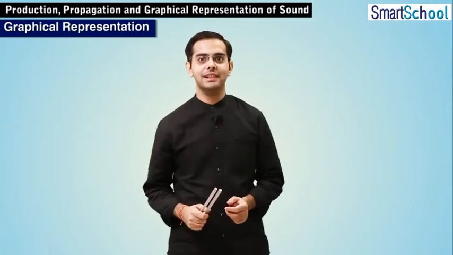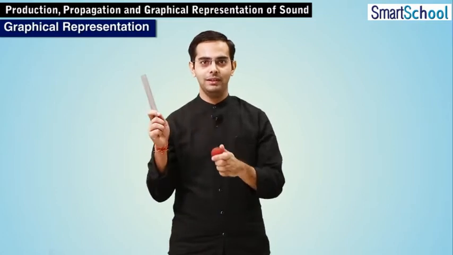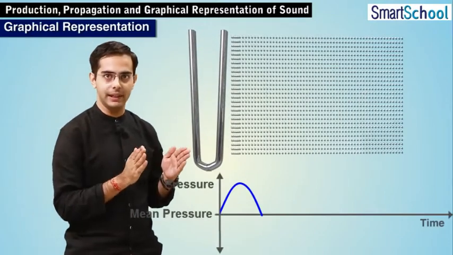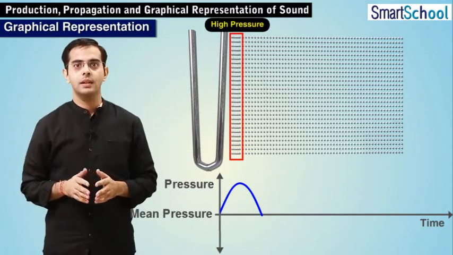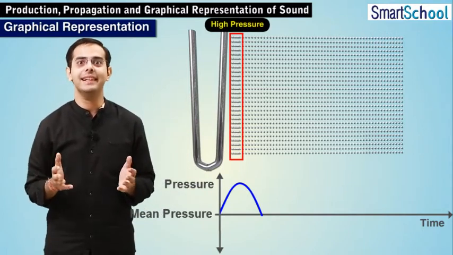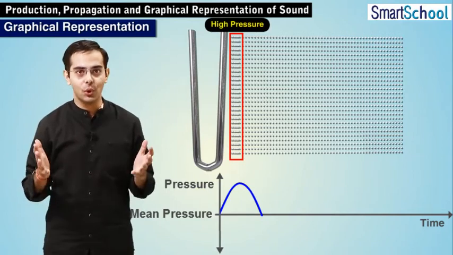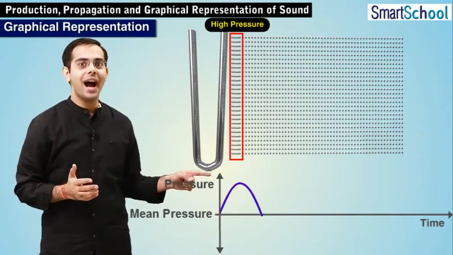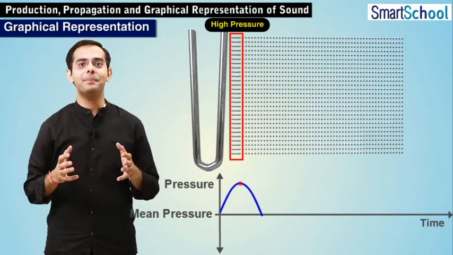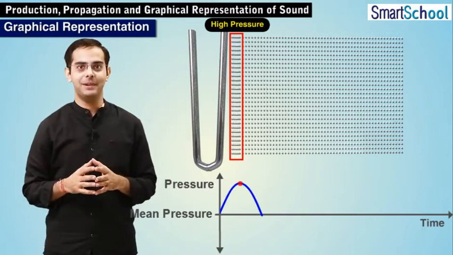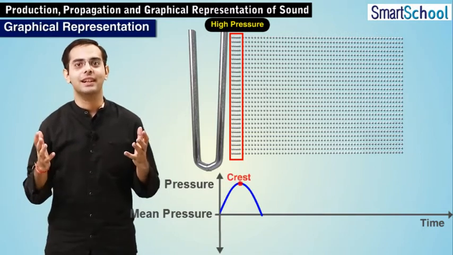Again, we once again take a tuning fork. When we hit the prongs of the tuning fork with the rubber ball, what happens? The prong starts to vibrate. Simple. When the prong moves in the forward direction, it creates a high pressure area. So how will you show these regions in a graph? We can show the high pressure area with the upper portion of the curve. And the peak in this upper portion represents the region of maximum compression, and it is called the crest.